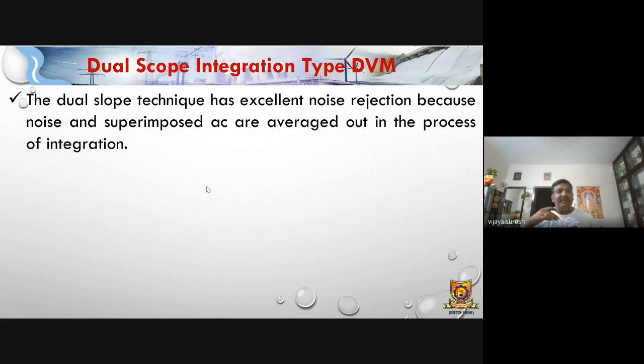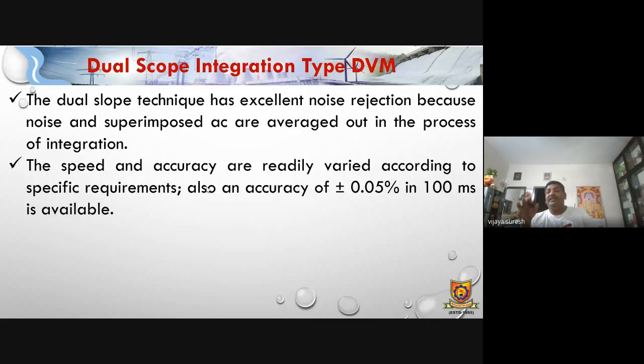Okay, so the advantages. The dual slope integrating method has excellent noise rejection because superimposed AC voltages are averaged in the process of integration. In the integration, we get the positive ramp and negative ramp, that's why we get the averaging. And the speed and accuracy are readily varied according to the specific requirements. So these values vary, plus or minus 0.05% and 100 milliseconds speed. So we can get the reading of the data.